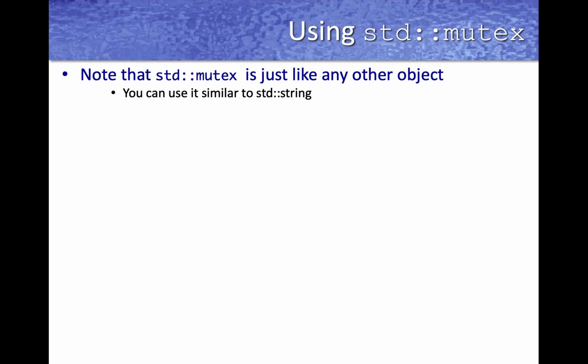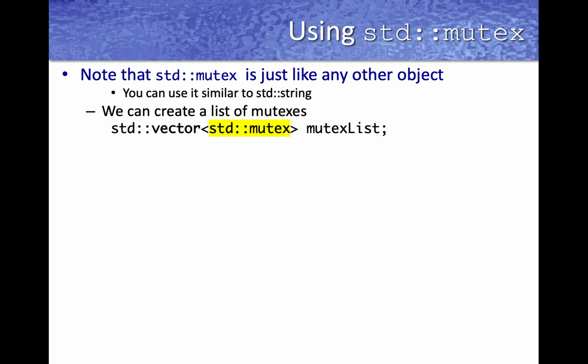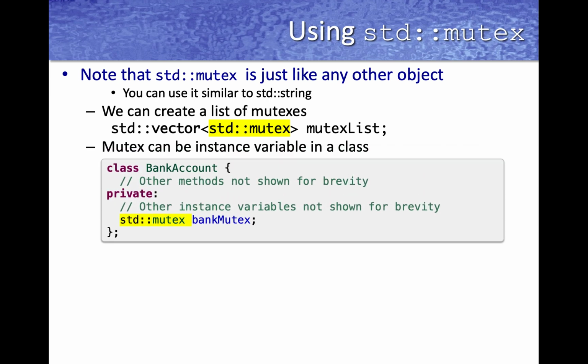Note that std::mutex is just like any other object, so you can use it anywhere in a similar fashion to a string. That means you can create a list of mutexes, or you can use mutexes in unordered maps, and that would be absolutely fine. Mutexes can also be used as instance variables in a class. So for example, here you can create a class called BankAccount that has a bank mutex in it. So that means every object will have its own mutex that can be independently locked and unlocked.